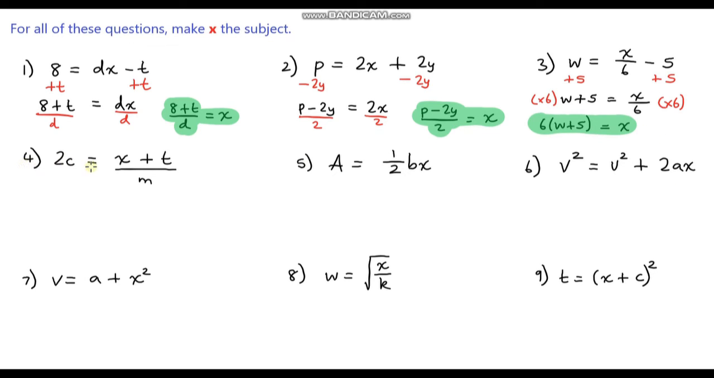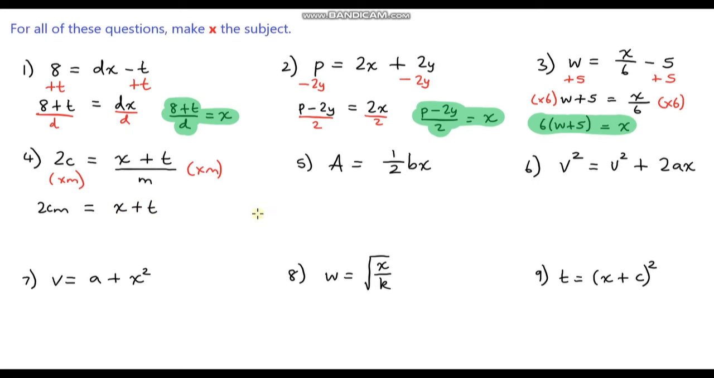Question 4, 2c equals x plus t, all of that over m. So at the moment we are adding t and then dividing by m, so we need to deal with the m first. So the opposite of dividing by m is to multiply by m. So I'm going to multiply both sides by m. So 2c times m, well that's just 2cm, 2 centimetres. And on the right hand side we're just left with x plus t.